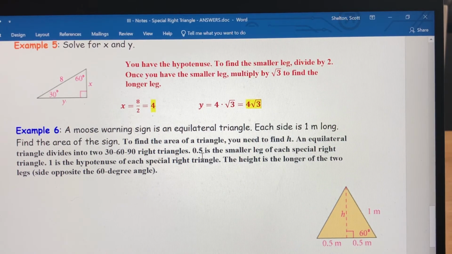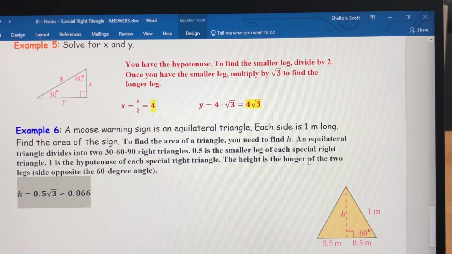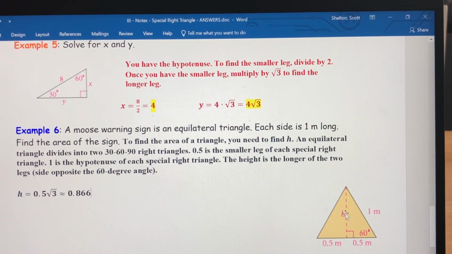Because the base is broken into half here, each of these parts is going to be 0.5. They're going to be equal parts, and each is the side opposite 30 degrees. This angle is 30, this angle is 30. So in order to find the height, I'm going to multiply the smaller leg by radical 3. So I'm going to multiply 0.5 times radical 3 to get this height, which is approximately 0.866. And in this case, we're talking about meters.